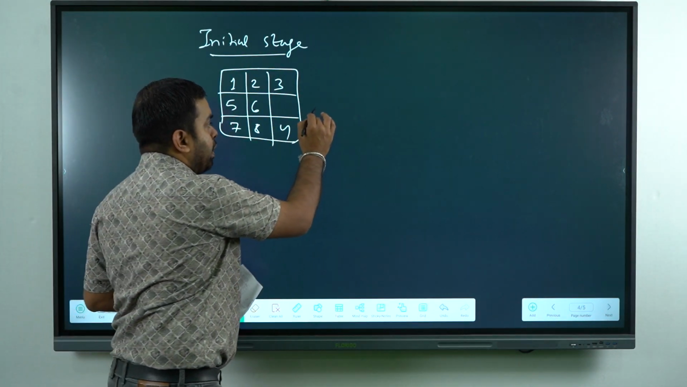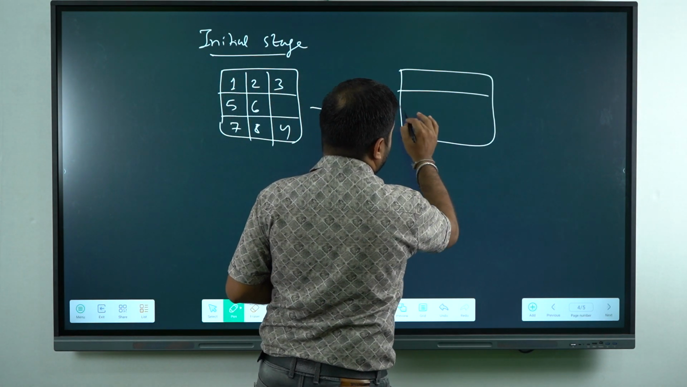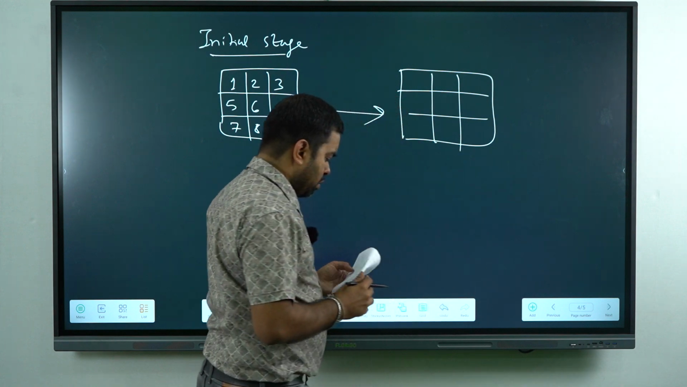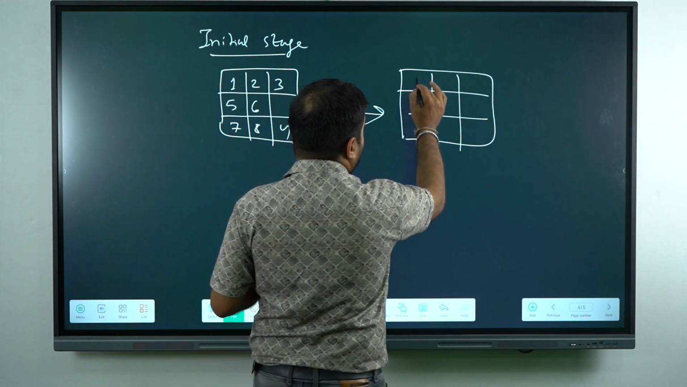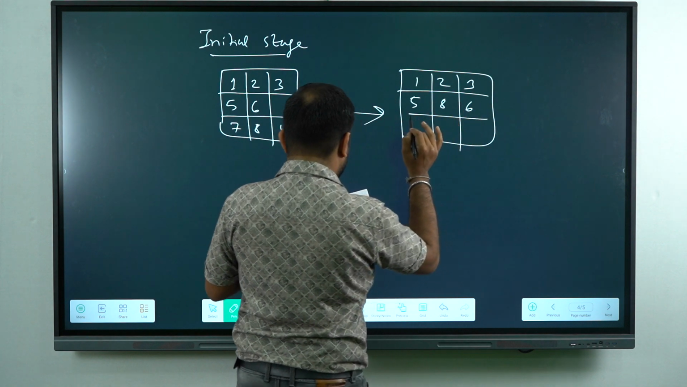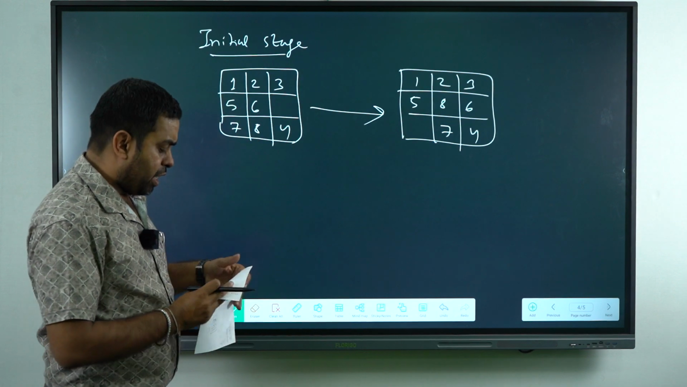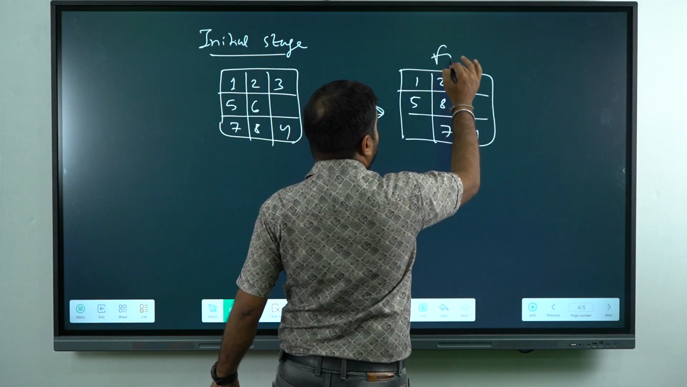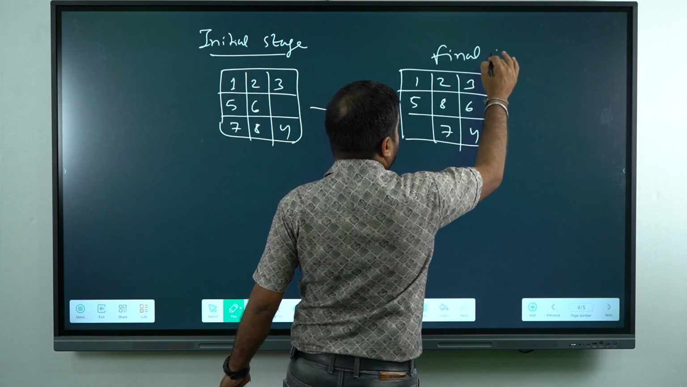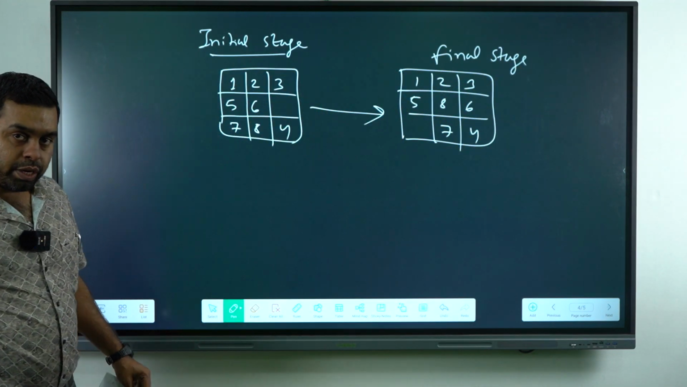What final stage we have to get? The final stage, whichever is given in your question, is 1, 2, 3, 5, 8, 6, 7, 4. So we have this in the initial stage, and finally we have to get this final stage. Okay.